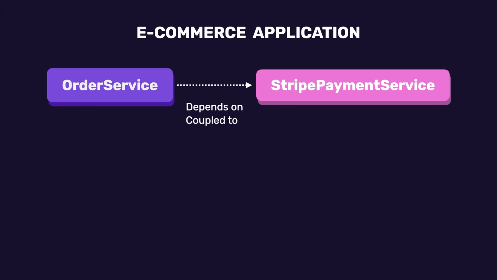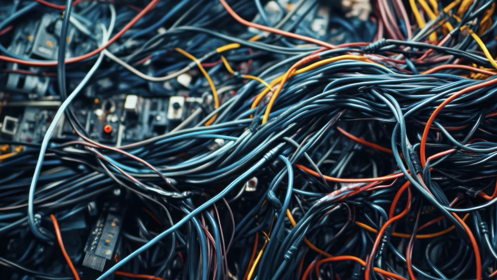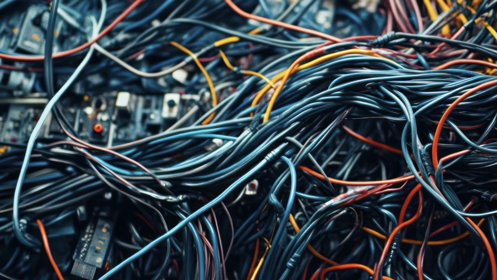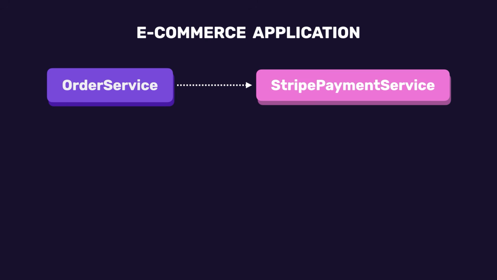At first glance, this might seem fine, but let's talk about the issues that arise when one class is tightly coupled or dependent on another. The first problem is that order service can only use Stripe Payment Service. If tomorrow we decide to switch to a different payment provider like PayPal, we would have to modify the order service code. And once we change the order service class, it has to be recompiled and retested, which could impact other classes that depend on order service. The second problem is that we cannot test order service in isolation. Because order service is tightly coupled to Stripe Payment Service, we can't test its logic separately from Stripe Payment Service.